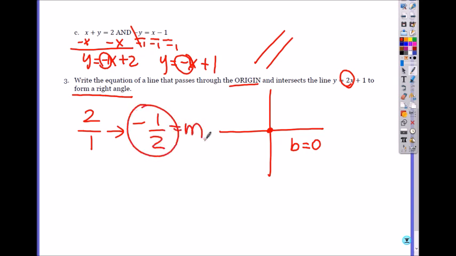If you have M and B, can you write an equation of a line? Yes. Y equals negative 1/2 x plus 0. Well, we don't usually write plus 0. It's like adding nothing. Okay?